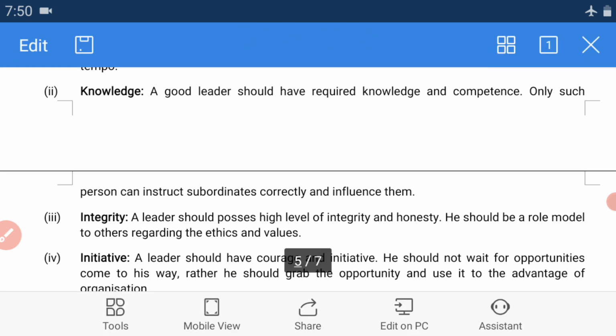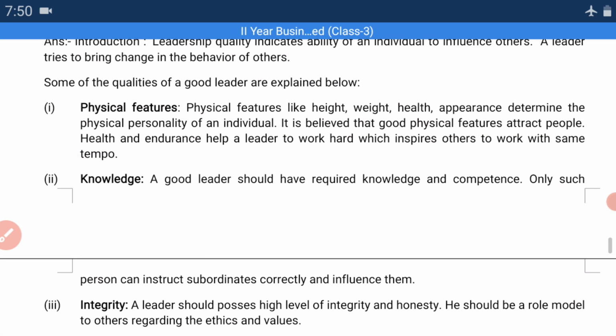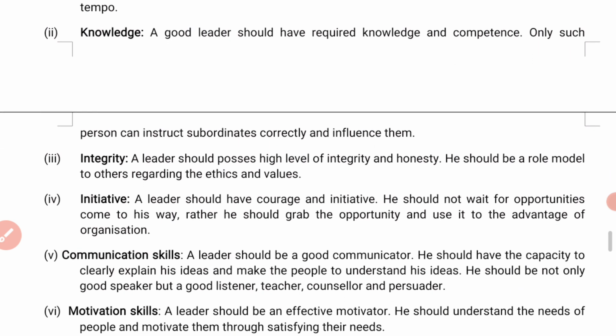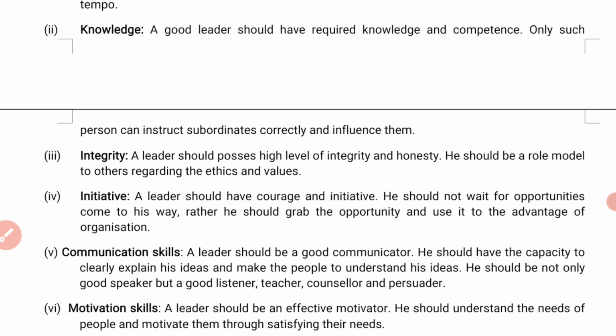And next one is knowledge. A good leader should have the required knowledge and competence. Only such a person can instruct subordinates correctly and influence them. So knowledge is very important to become a good leader.